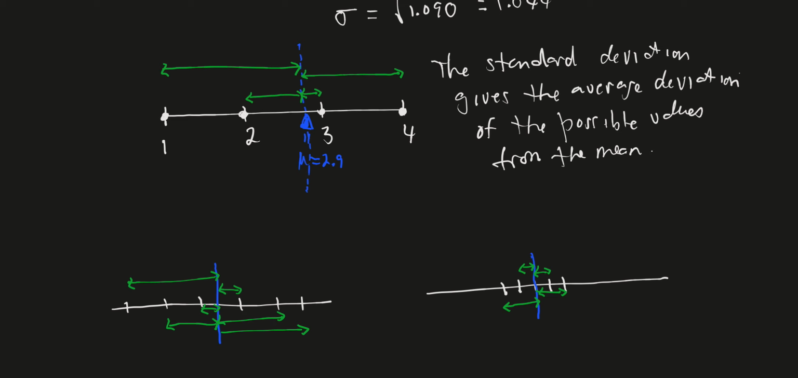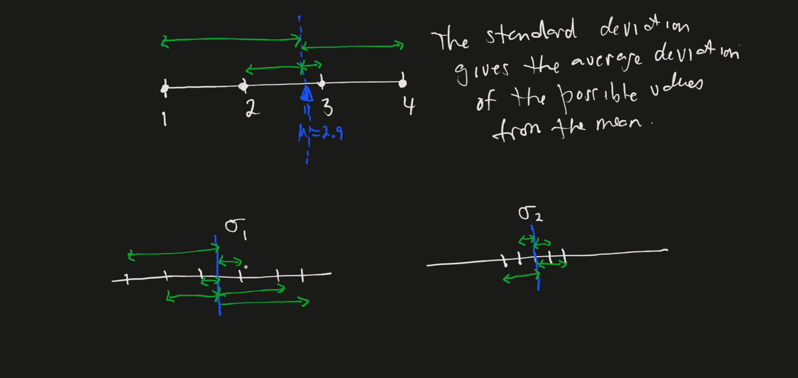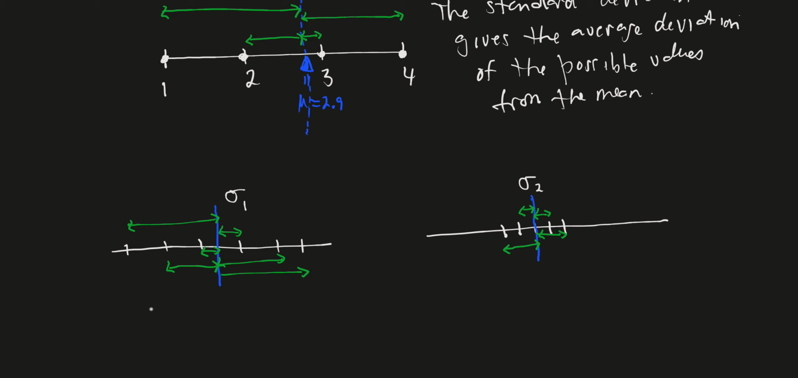So if this, for instance, has a standard deviation, let's call it sigma 1, and this has a standard deviation of sigma 2, what we can say is sigma 2 is definitely going to be less than sigma 1. So this random variable exhibits more variability than this one. If I call this x1, call this x2, let's write down both of those things.